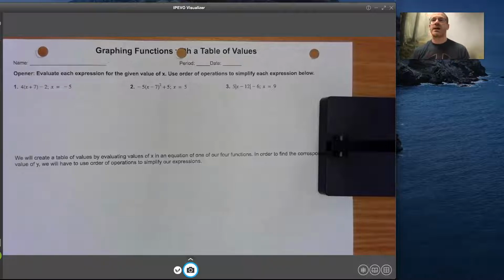And so what I would like you to do right now is go ahead and try problems 1, 2, and 3 here as our opener. Evaluate each expression for the given value of x. Use order of operations to simplify each expression below. So go ahead, pause the video, work those 3 problems, turn the video back on, and we'll see how you did.